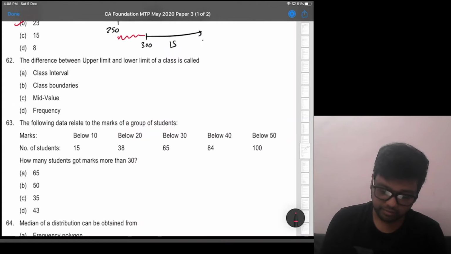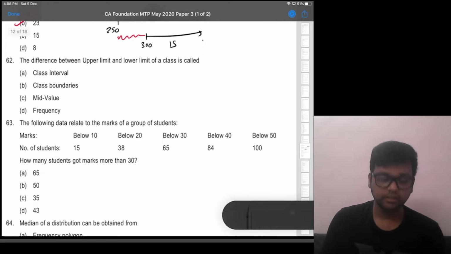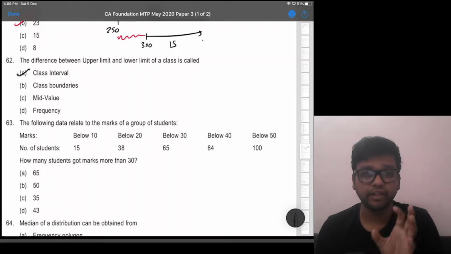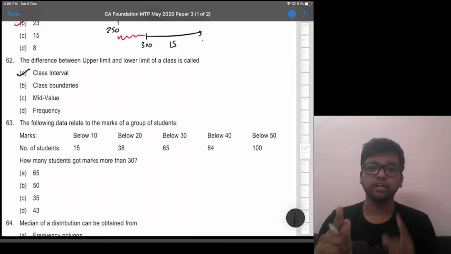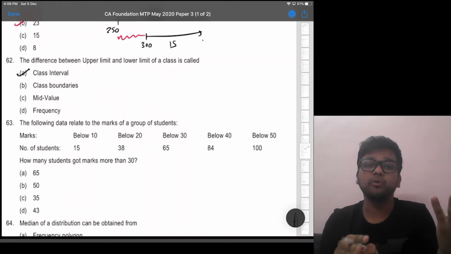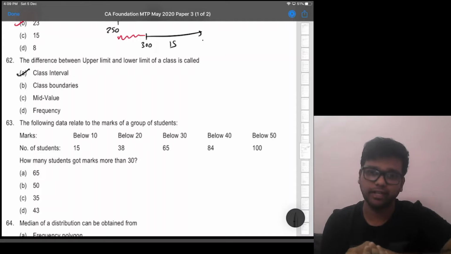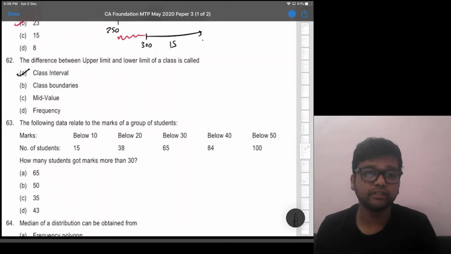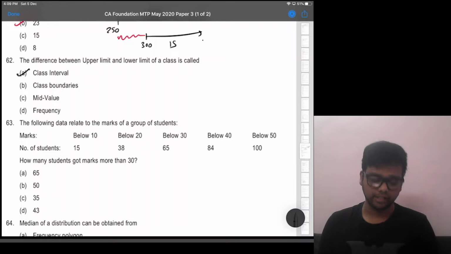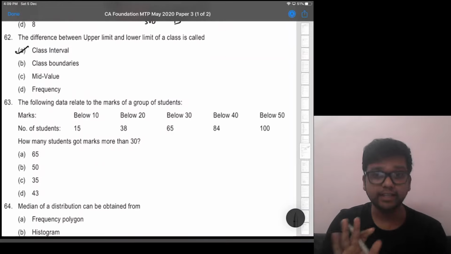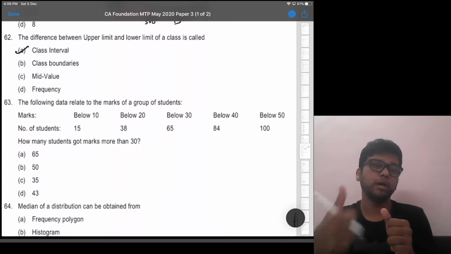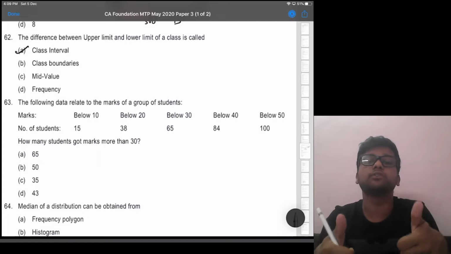Next. Difference between upper limit and lower limit of class. Now see, upper limit and lower limit, that is called as class interval. Actually not difference. Class interval is what? Upper limit to lower limit. That is called as class interval. Difference between upper boundary and lower boundary is called as class length or class width. But no other option fits properly. Class boundaries is not correct, mid value is not correct, frequency is not correct. So let's take class interval. Ideally it should not be difference, it should be like the length. I mean, lower limit to upper limit is called as class interval.